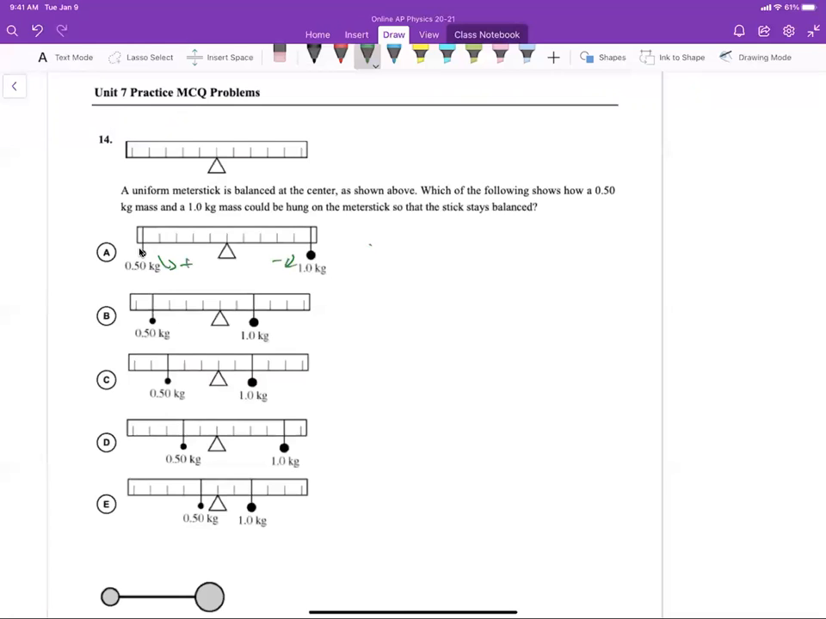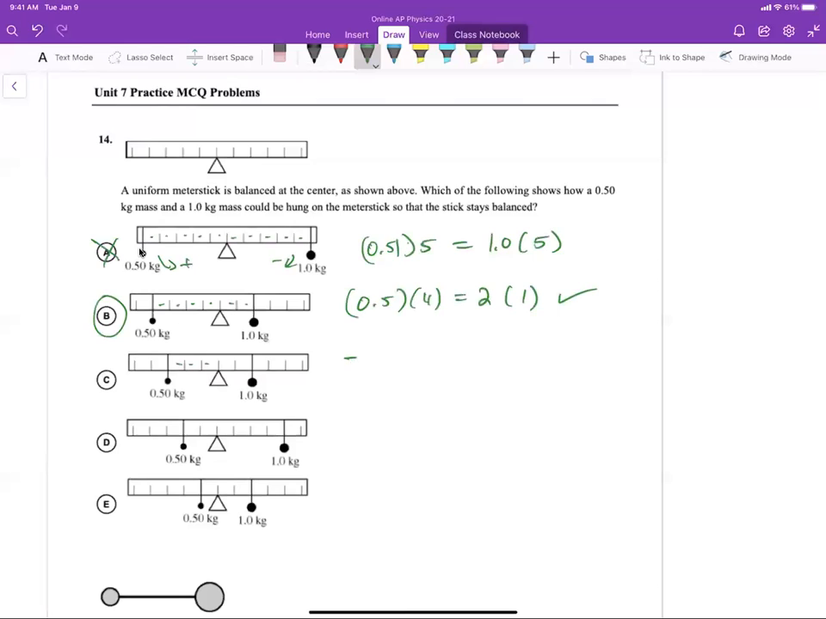So I'm going to check. 0.5 times 1, 2, 3, 4, 5. Does that equal 1.0 times 1, 2, 3, 4, 5? And the answer is no. Next one, 1, 2, 3, 4, 0.5 times 4. Does that equal 2 times 1? 2, yes. Half of 4 is 2. Is there more than 1? No, but we'll confirm the other ones are wrong.